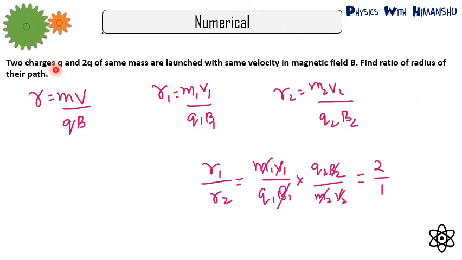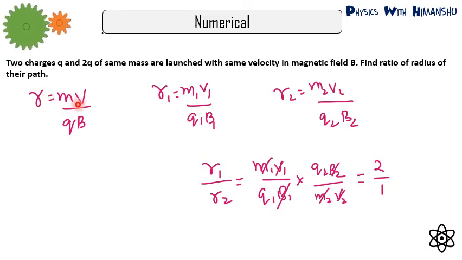So the first numerical is: two charges Q and 2Q of the same mass, see, mass is the same, are launched with the same velocity. So I'm talking about velocity in magnetic field B. Find the ratio of the radius of their path.